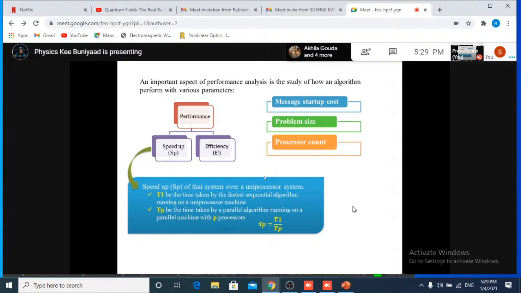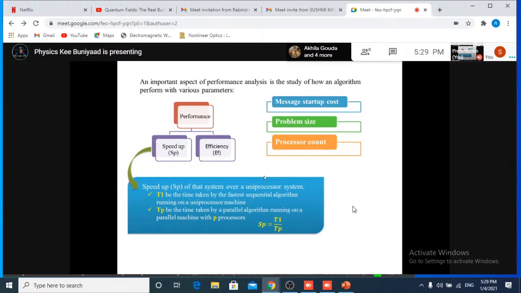So suppose we increase the number of processors, the speed up will increase. Yes, definitely it will increase, and if you plot the graph between the number of processors and the speed up, it will give you a linear graph. But in practice, you will not get a linear increment in the speed up, and it is very hard to achieve by increasing the number of processors.